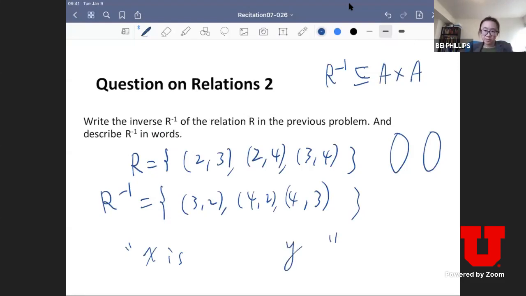Previously it was less than, right? X is less than Y. Now I'm going to ask you to describe this relation in words. It means? Greater than. Exactly.